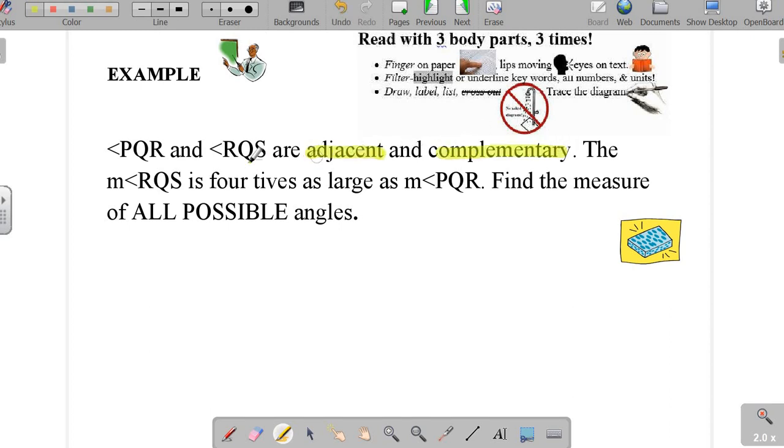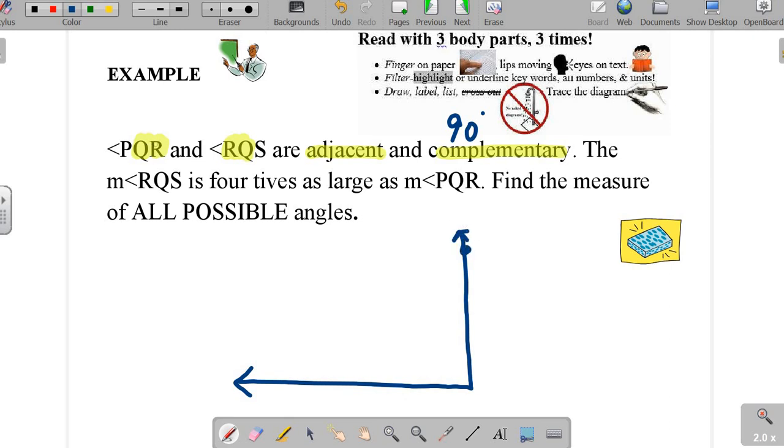Adjacent, complementary. Adjacent means they share a spine. If you look carefully, you will see repeated letters. That's your spine. So QR and RQ are the spine. They're adjacent and complementary, which means they have to add up to 90 degrees. So by implication, we have a 90-degree angle.